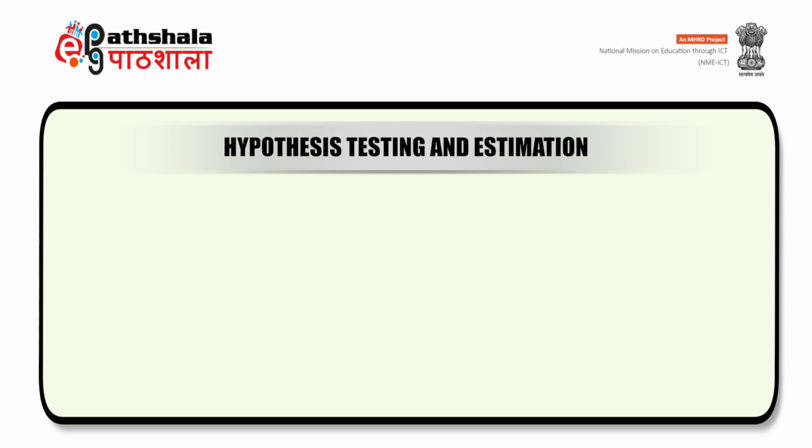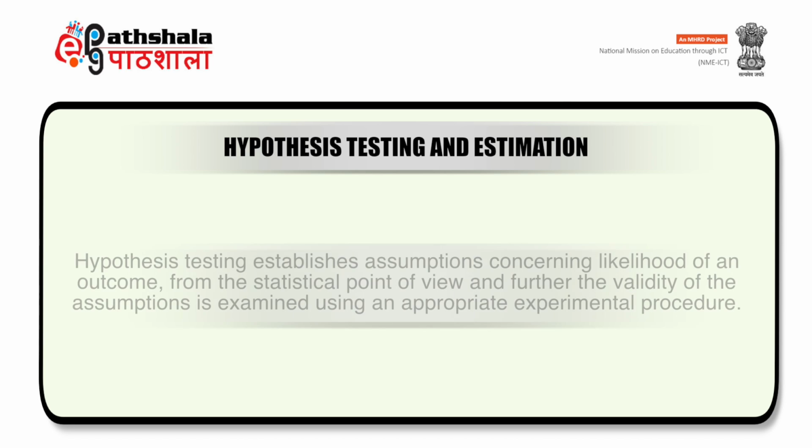Now we will be moving on to the third objective of the module, hypothesis testing and estimation for statistical significance. Hypothesis testing establishes assumptions concerning likelihood of an outcome from the statistical point of view, and further the validity of the assumption is examined using an appropriate experimental procedure.